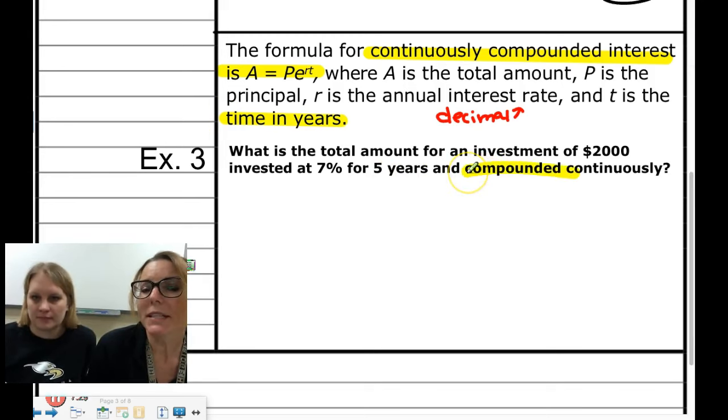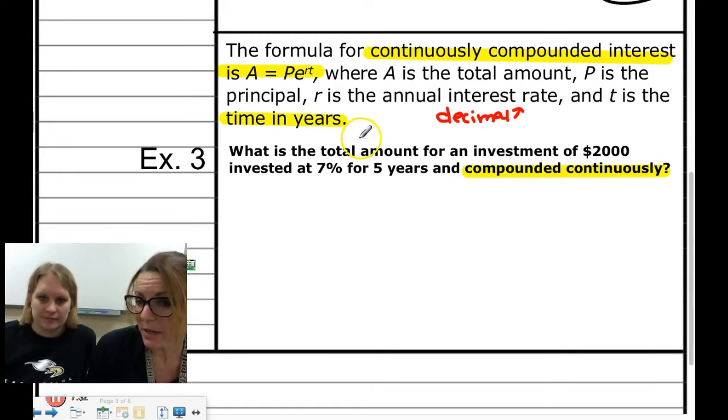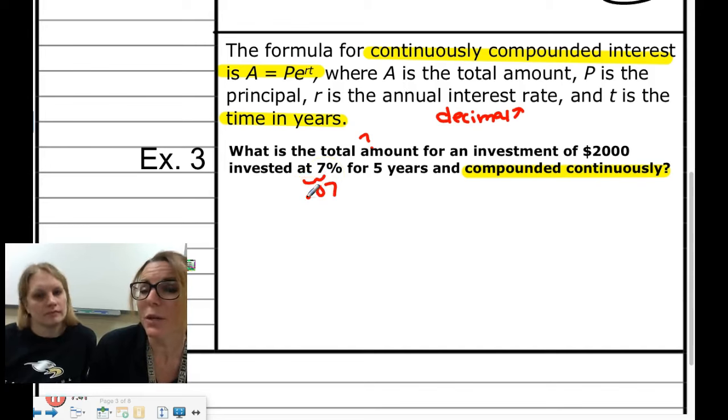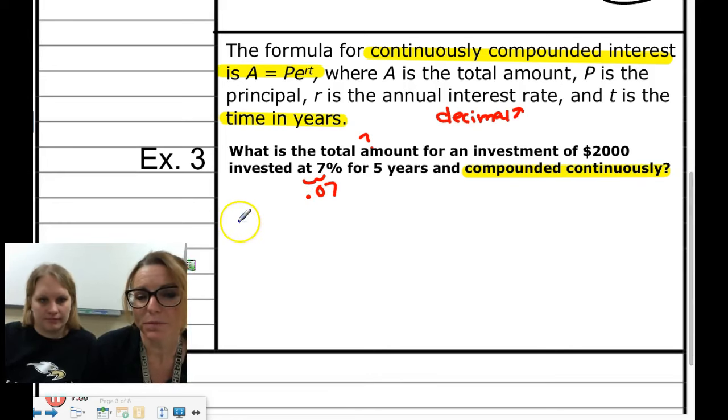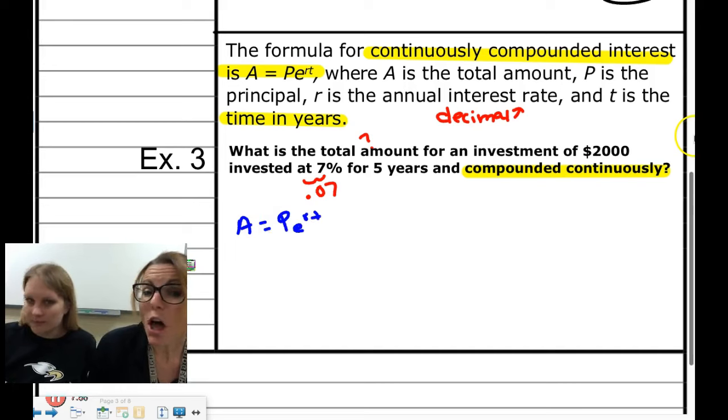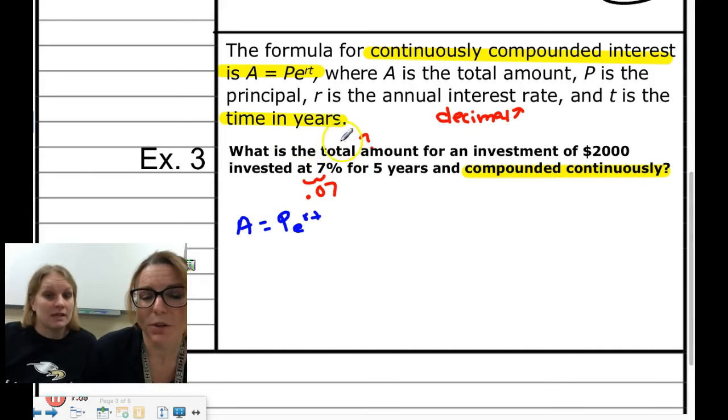I'll read the problem. What is the total amount for an investment of $2,000 invested at 7% for 5 years and compounded continuously? The minute you hear compounded continuously, you know that you're using PERT. So let's write that. A is equal to P e to the RT. We're solving for A, because this time it's asking what is the total amount. And so this is our A. It tells us our investment, so this is our P, this is our R, and this is our T. Exactly. Okay. So let's plug it in.